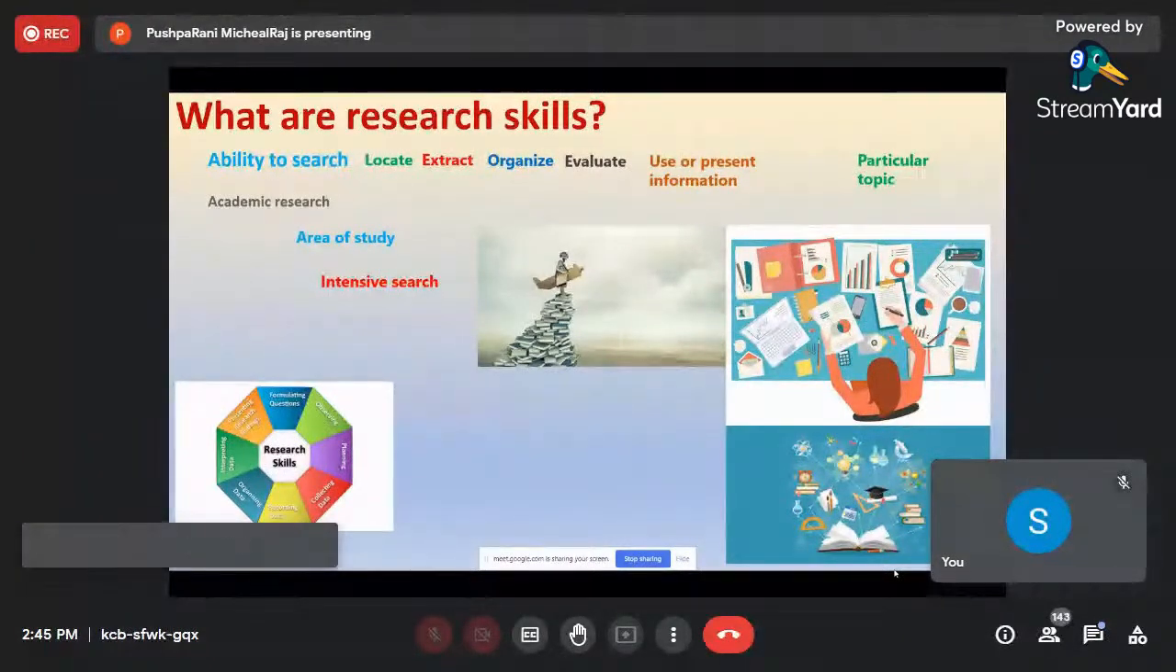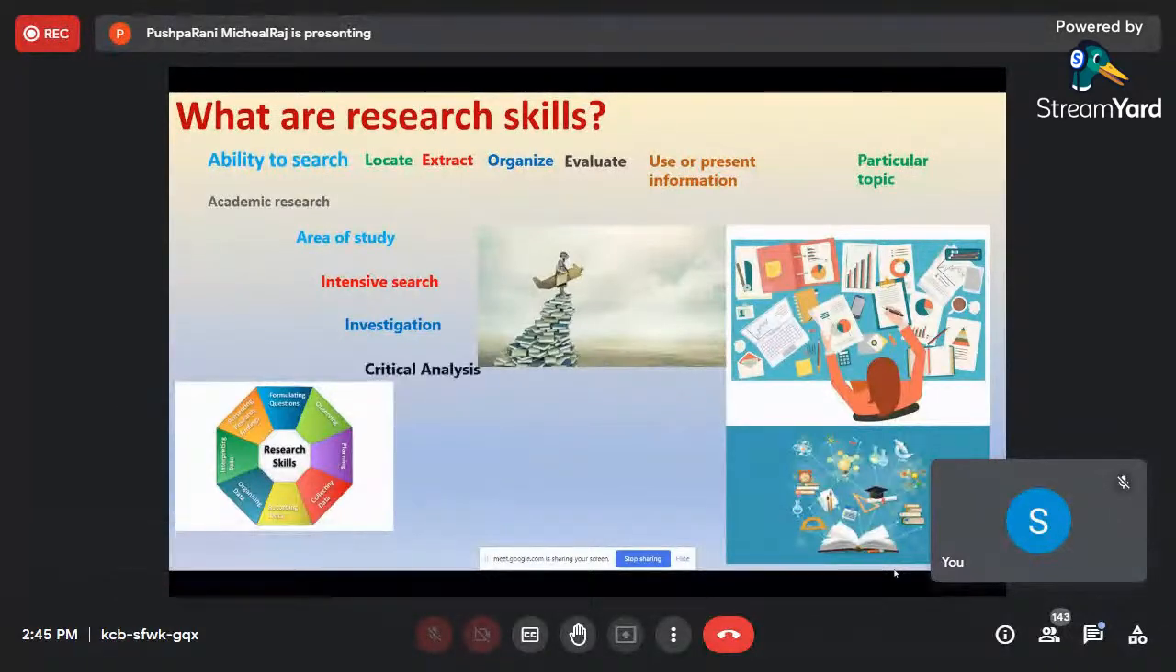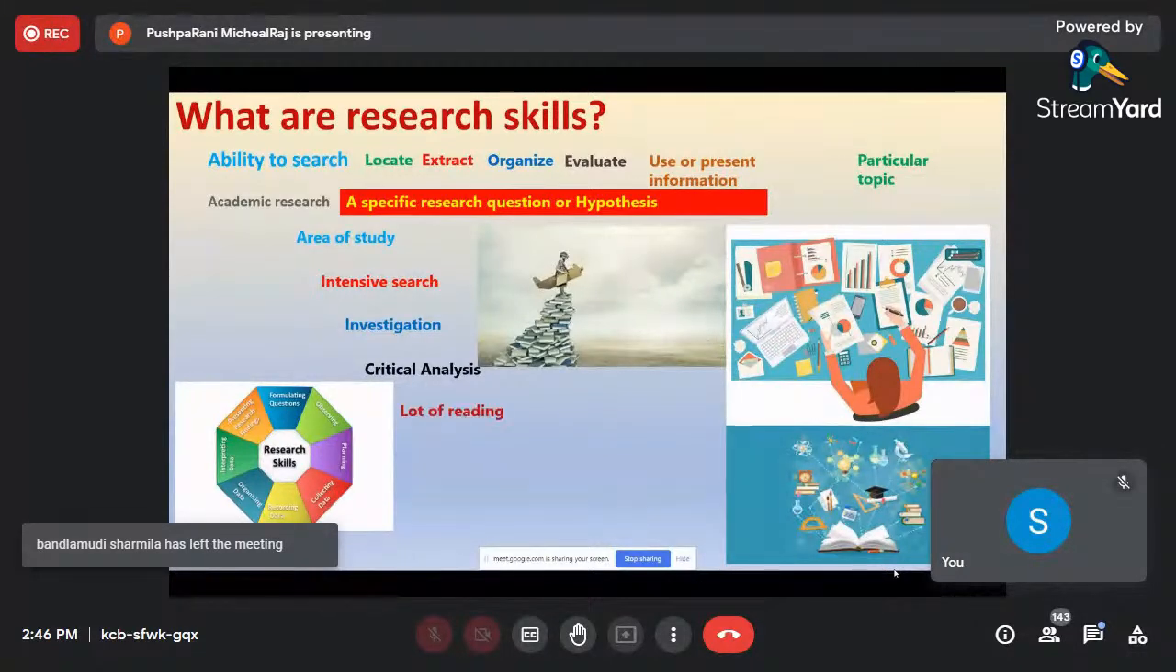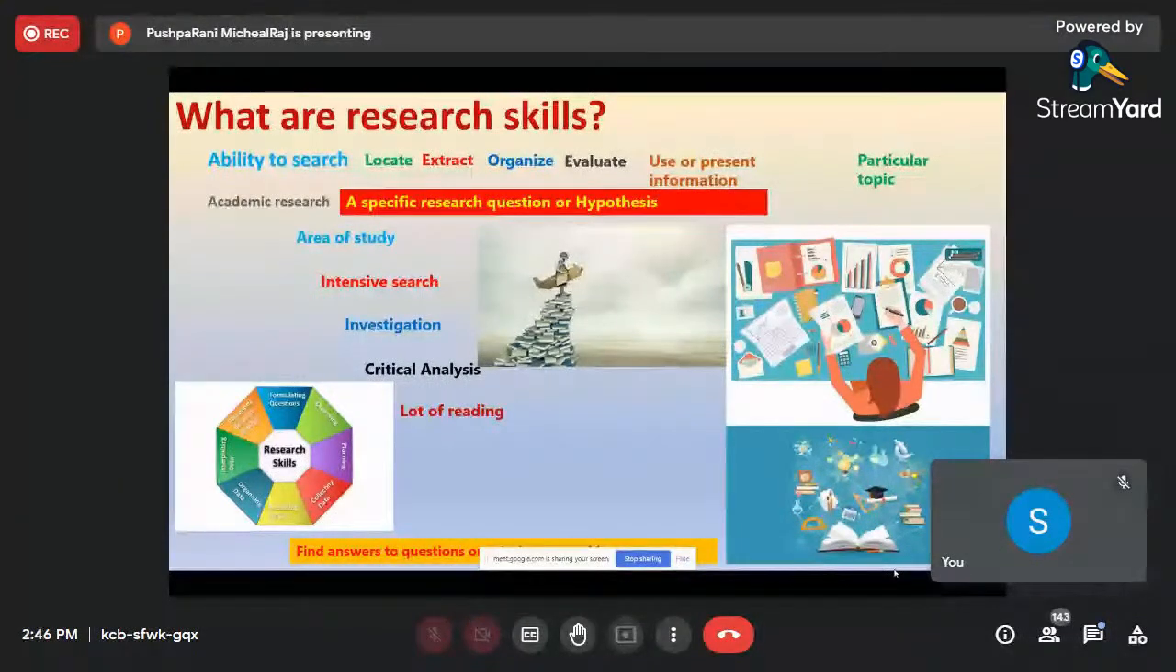You must focus very much and investigate, and there is a lot of critical analysis of the specific question. You must locate a specific research question or a hypothesis at the beginning. It also involves a lot of reading. So finally, to find the answer for your question is the basic research skill.